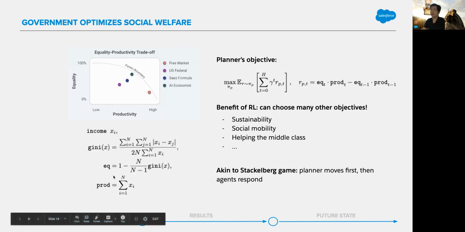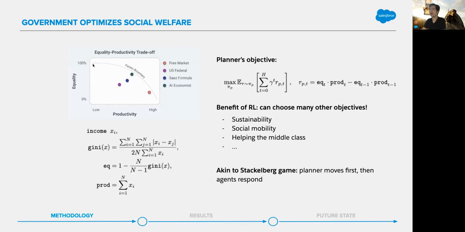And productivity, as I said before, is just the sum of the incomes, xi. Now, the reason we choose equality times productivity is that if we think back at this free-to-boundary cartoon, equality times productivity is a function that will increase, both as we go towards the free-to-boundary, basically.